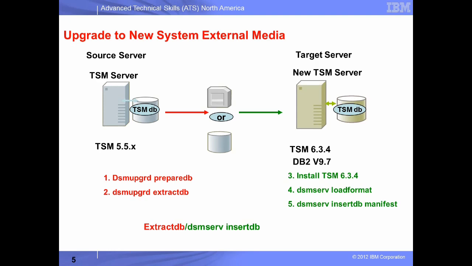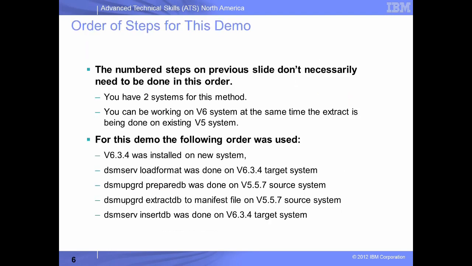And the reason for that is that you can be working on your version 6 system, getting that system ready, at the same time that you're doing some of the preparatory work that Tom talked about in the first part of this session. So you can be working on these together, and you don't necessarily have to do these in numerical order. And in fact, that's what was done here. What I did on this part of the demo was we were working on the version 6.3.4 system at the same time that we were doing some of the preparatory work on the version 5 system.